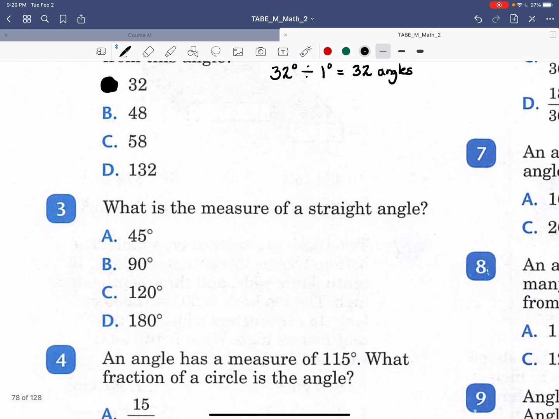Number 3, this is a vocabulary question. What is the measure of a straight angle? If you've studied your flashcards, you know this one. This one is D, 180 degrees. A straight angle looks like this, and the angle itself is right here. That is 180 degrees. The way I remembered it when I was learning this, you know that a circle is 360 degrees, and we're only interested in this top half of it. Half of a circle, what's half of 360? 180.